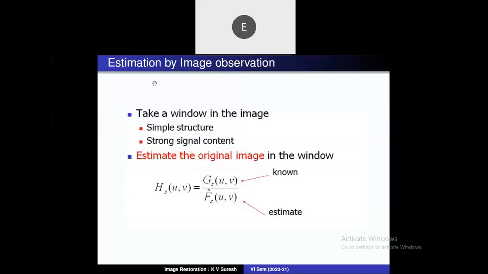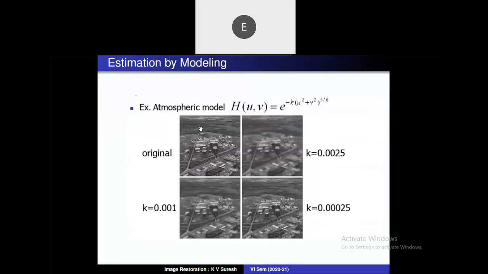Now in the first case, when you want to estimate by image observation, you just take a window in the image. Let me just go to an image.